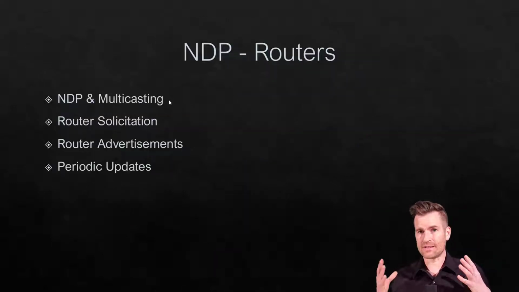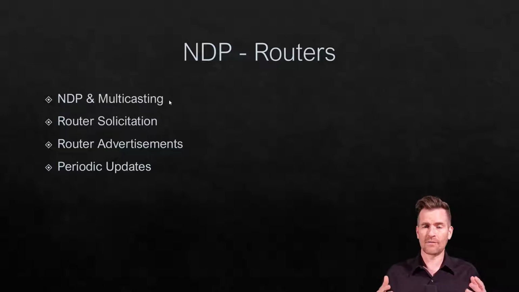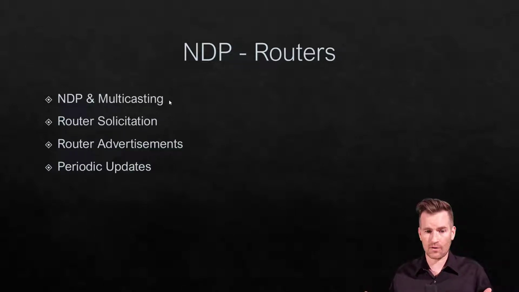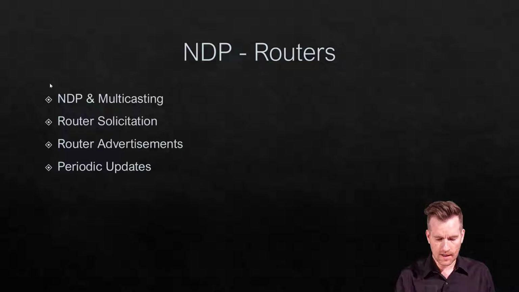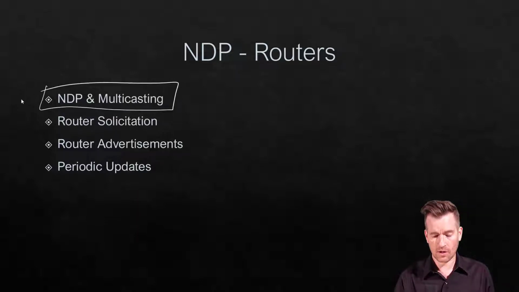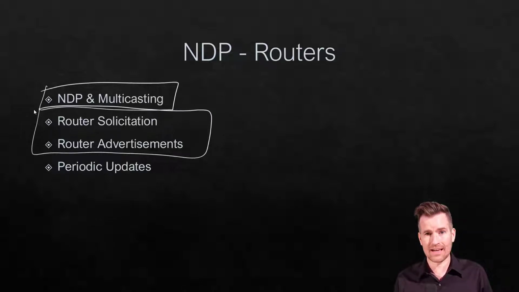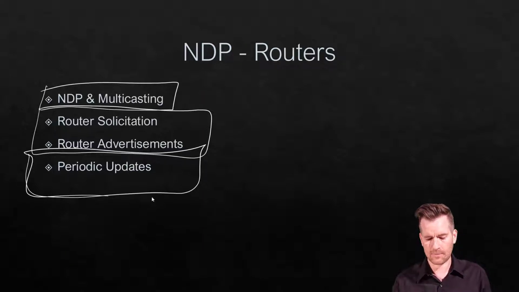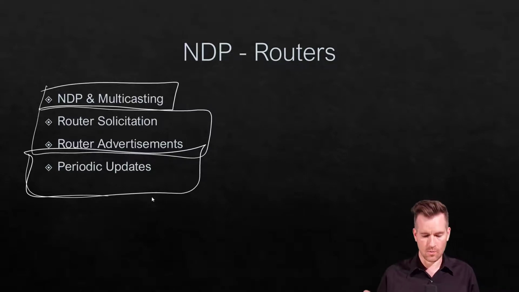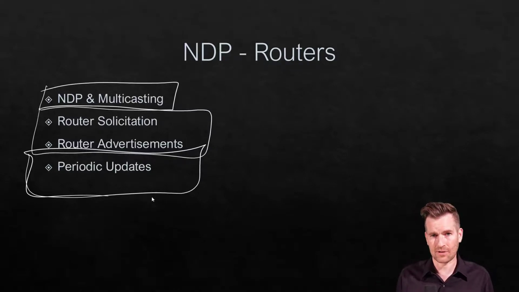Well, there you have it. There is neighbor discovery protocol and how it affects the routers communicating. What we talked about is a little bit about neighbor discovery protocol and multicasting. We took a look at some of those multicasting addresses again. Then we got into the specifics of the router solicitation messages and the router advertisement messages. And then we got into what those periodic updates do. So that is neighbor discovery protocol when it comes to router solicitation and router advertisements.